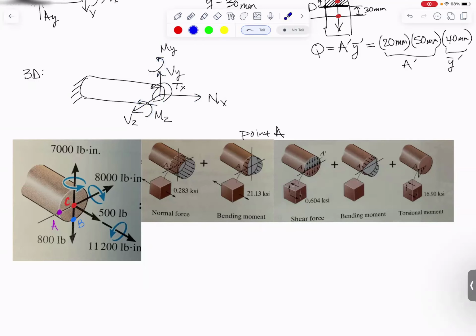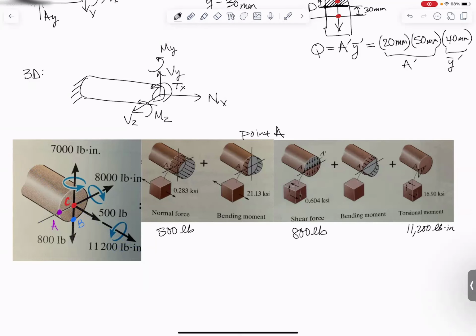This example I grabbed from the textbook has 5 of those. It has a normal force, a 500-pound normal force. It also has a shear force in the vertical direction, but there is no shear force in this direction. The shear force is the 800 pounds downward. Let me write that one down. And then we have a torsional moment. The torque is right here. It's a torque because the axis goes down the middle of the shaft, and it's a moment about that direction. So the torque is 11,200 pound-inches.